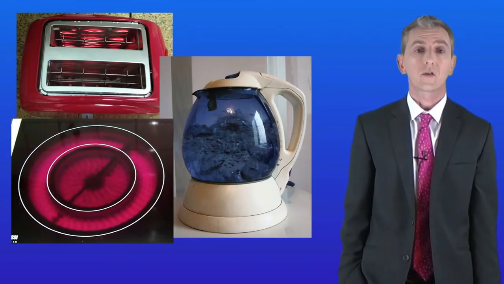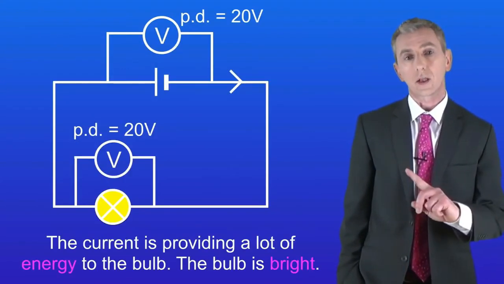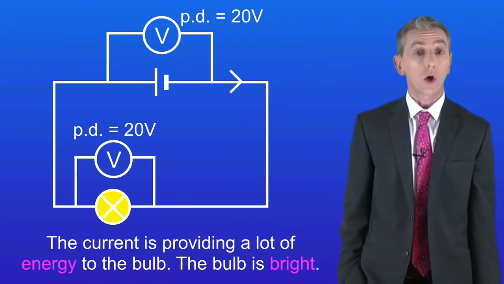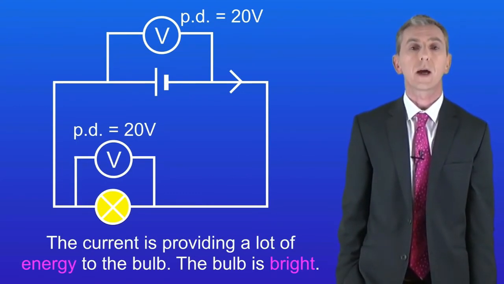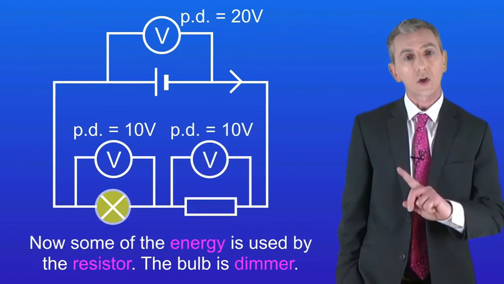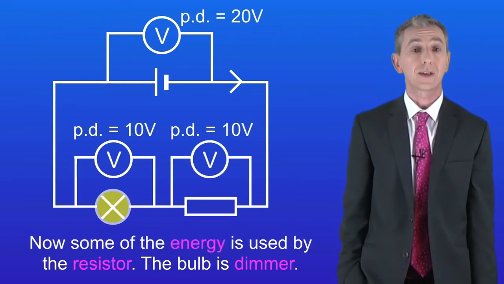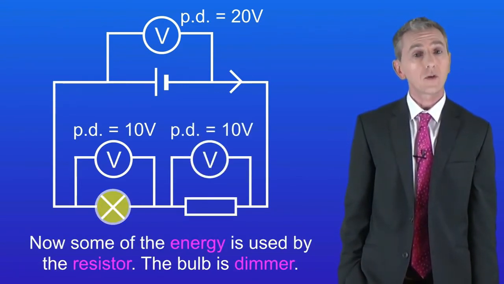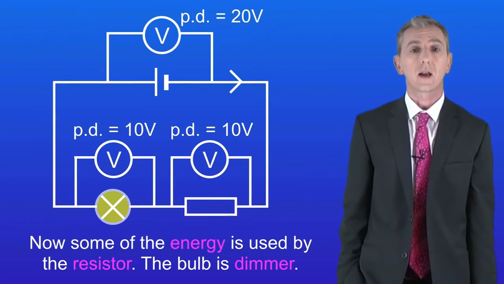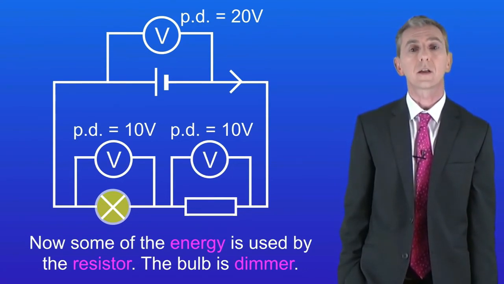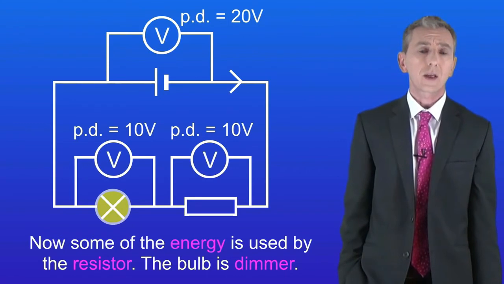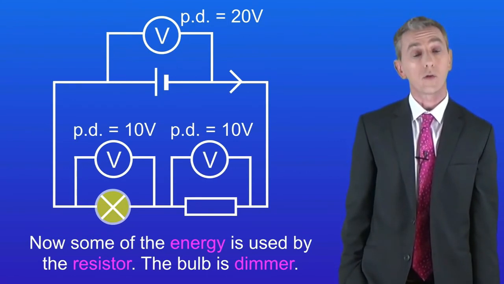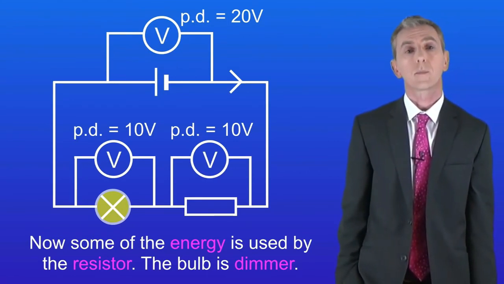Resistors are really useful in a circuit. In this circuit, the bulb is bright because it's using all of the potential difference provided by the cell. But in this circuit, we've used a resistor to make the bulb dimmer. The resistor is now using some of the potential difference from the cell, so less energy is available to the bulb.